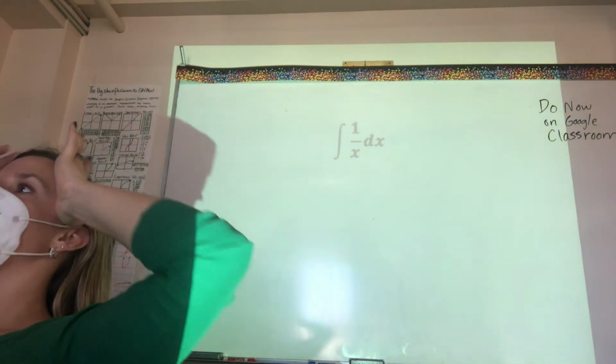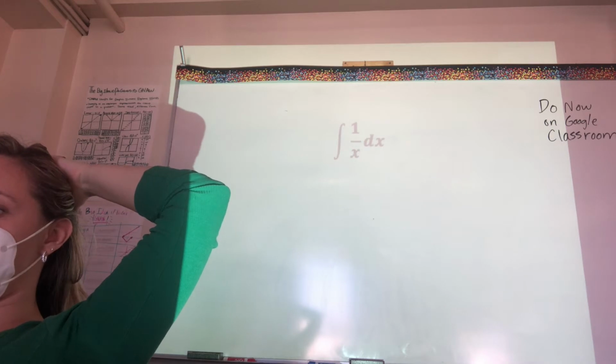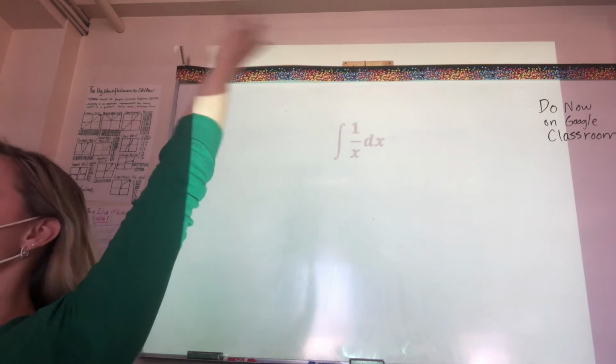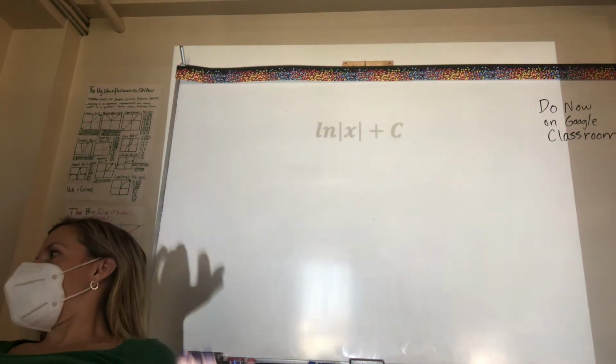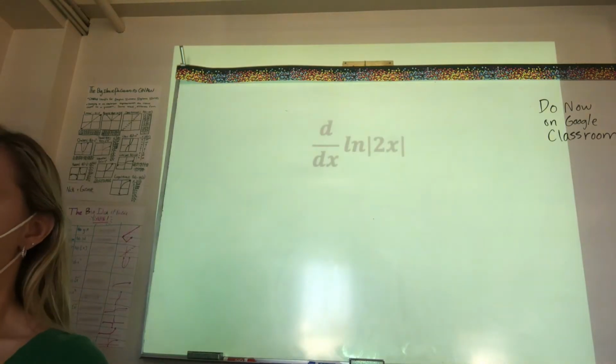What's the integral of 1 over x dx? Ln of x. Love that. Plus c, because there could have been a constant, because the derivative of a constant is nothing. You are successful in my mind. Okay, think in your head.